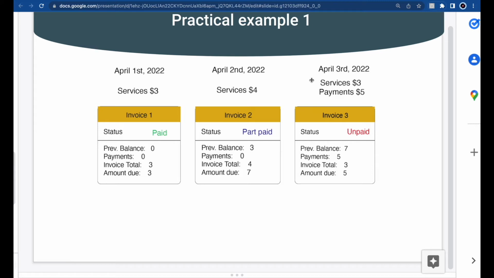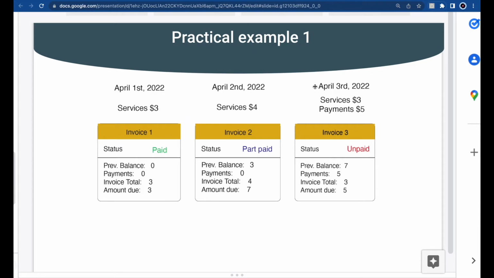During the third billing period, the customer used services for $3 and made a payment for $5. Okay, so as soon as the payment was made, it is applied to the first invoice that requires a payment. So $3 go immediately to the payment of the first invoice. Nothing changes in the invoice PDF because the payment was made after the billing period was closed.